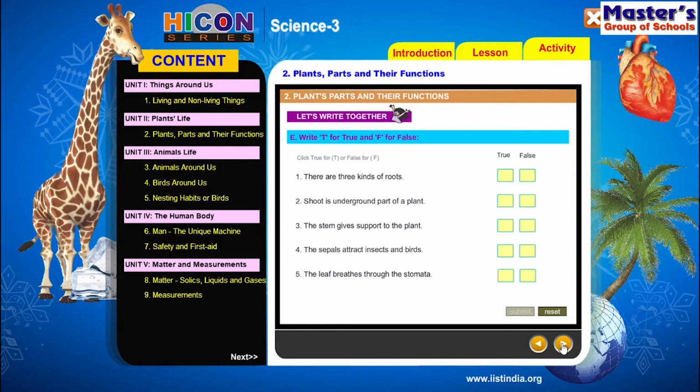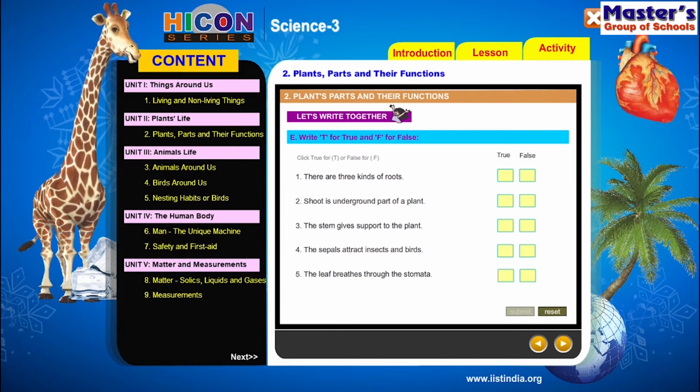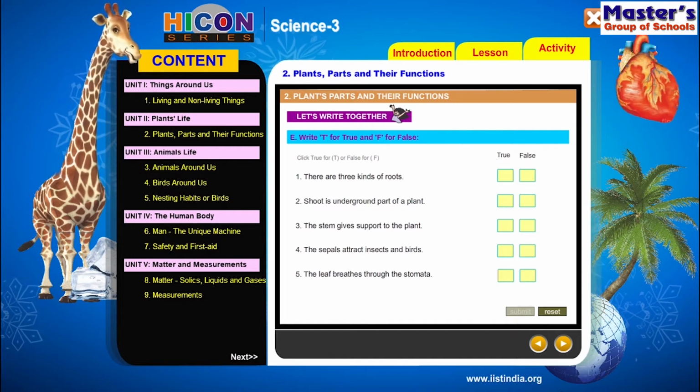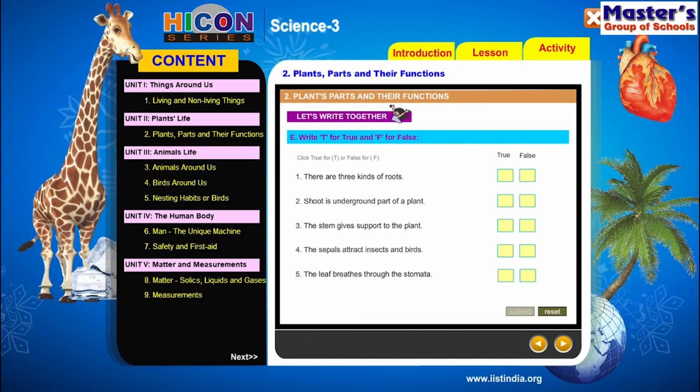So read the first sentence. There are 3 kinds of roots. Children, is it correct? No, because there are only 2 types of roots, tap root and fibrous root. There are no 3 kinds of root. So the first sentence is wrong, that is false. Write F in the box.